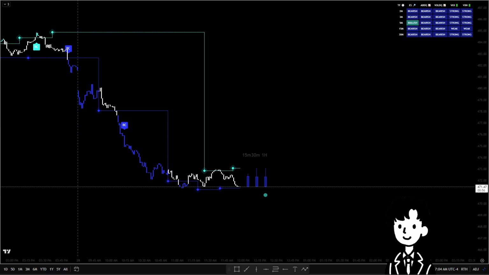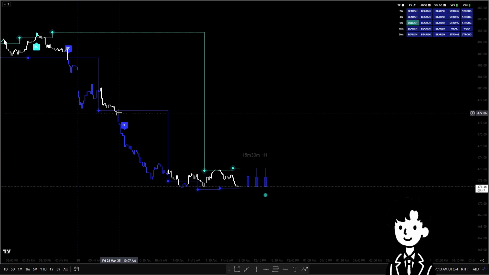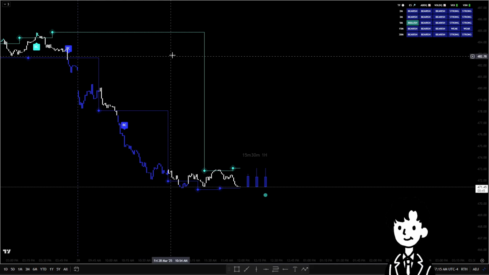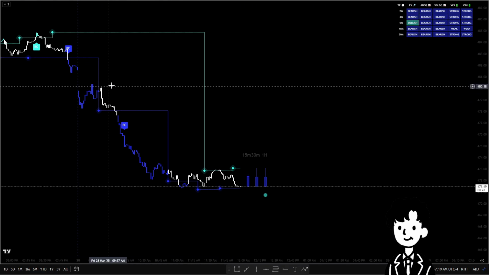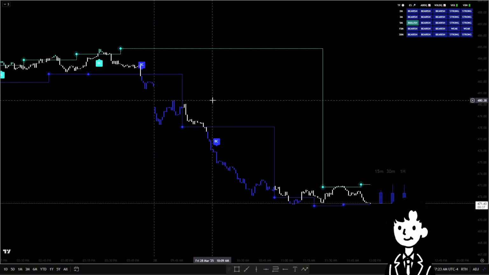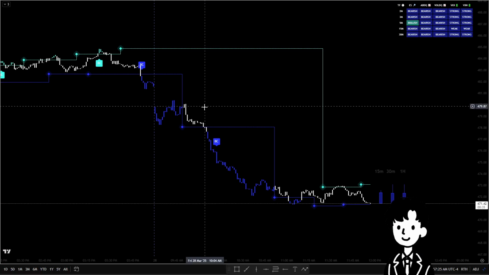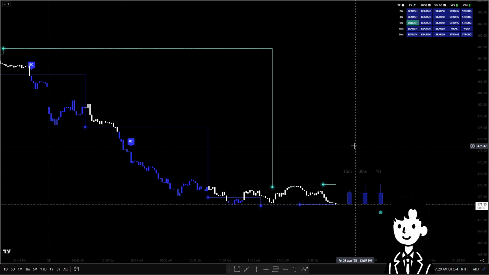Hey guys, it's Friday. It's currently noon. I'm going to be showcasing the breakout cycle indicator. We get dynamic support resistance when price is in between the support and resistance. The candles turn white to show compression. Since this is only for breakout trading, you want to take the trades on successful breakouts.